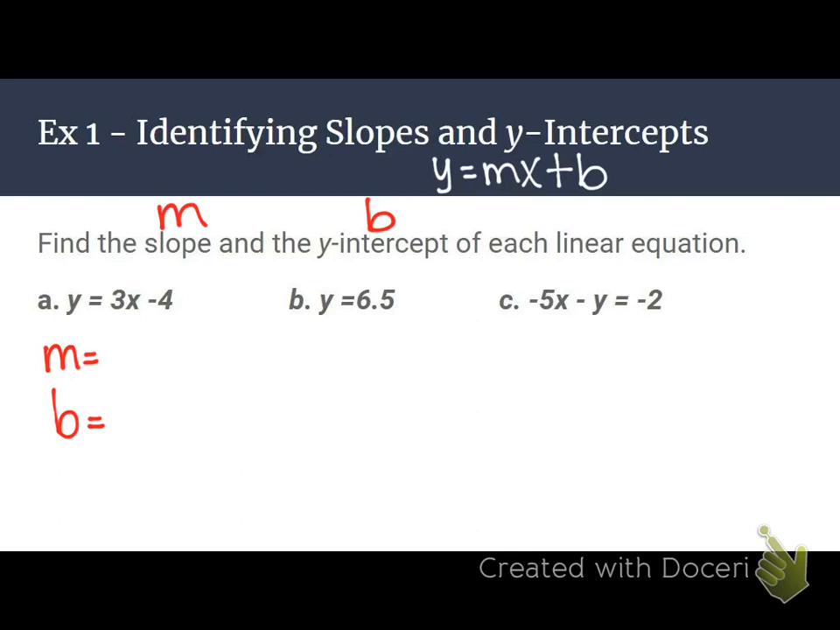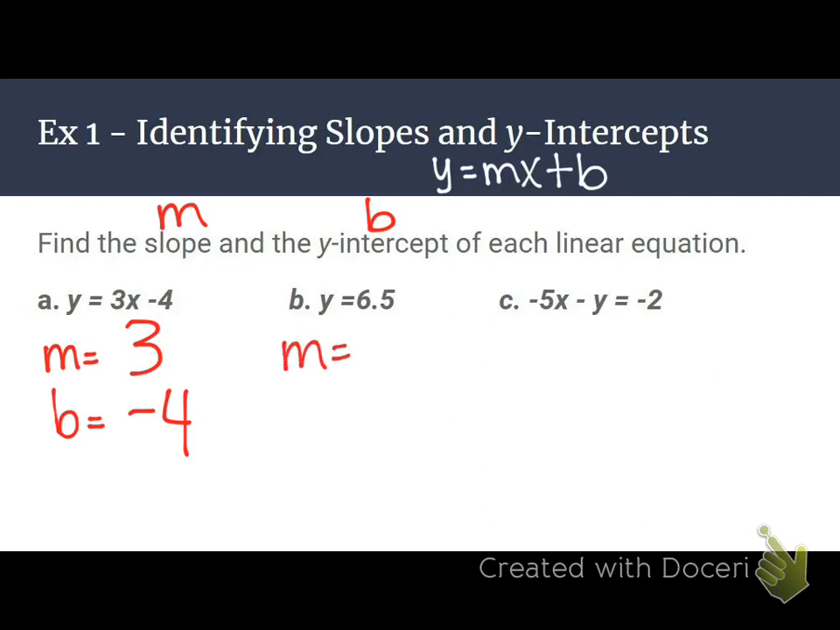If it's in that form, we just have to pluck out the numbers we want. So, for example, on letter A, what number is in the m slot? 3. What about the number in the b slot? 3 and -4. Who was able to figure out m and b on letter B? What do you think, Dominic? There is no slope on B. Very good.